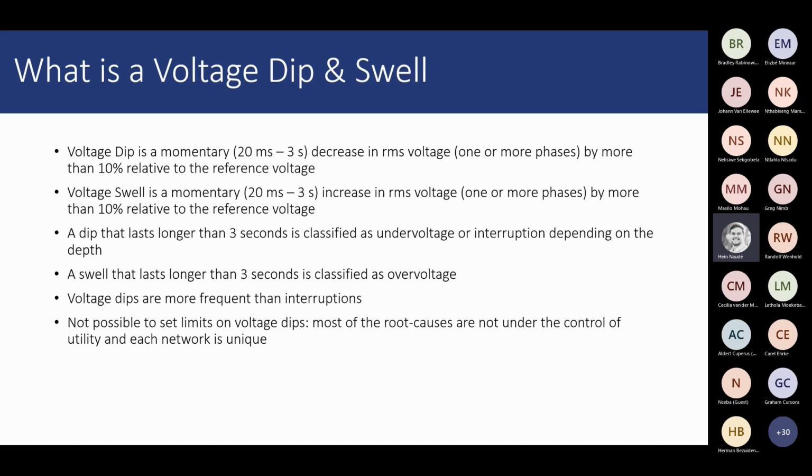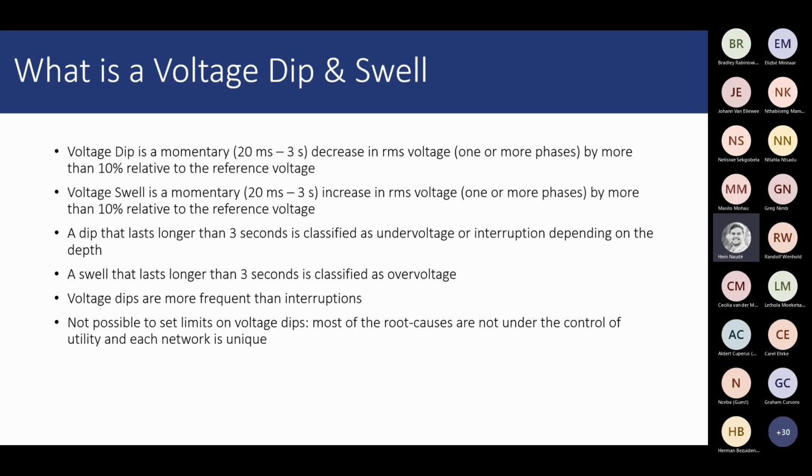Now, if a dip or a swell is longer than 3 seconds, a dip is then classified either as an under voltage or an interruption depending on the depth of the dip. And a swell that lasts longer than 3 seconds is classified as over voltage. Voltage dips are more frequent than interruptions. Some interruptions can happen because of maintenance, plant outages. There could be some switching that was done for a minute or a few seconds that led to an interruption. There are a few examples, obviously load shedding.